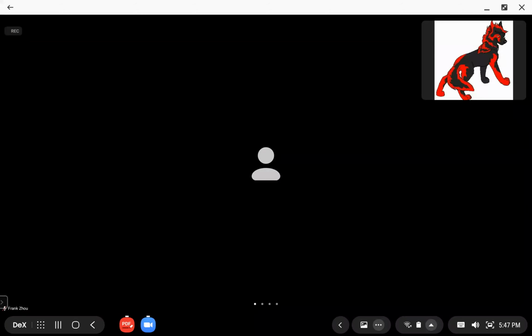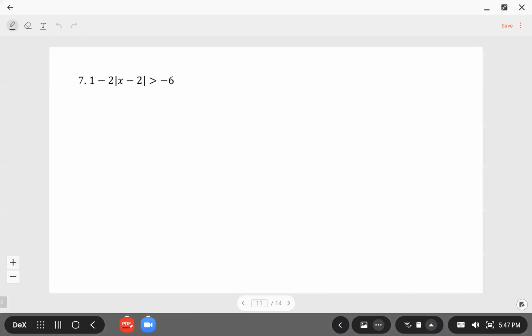How do you do this? 1 minus 2 times the absolute value of x minus 2 is greater than -6. So what do you do here? You need to move this 1 to here. So -2 times the absolute value of x minus 2 is greater than -7.